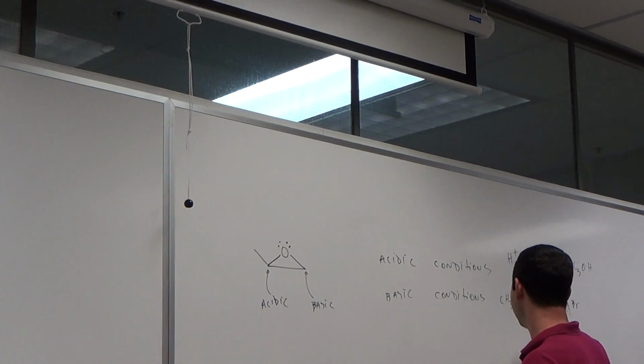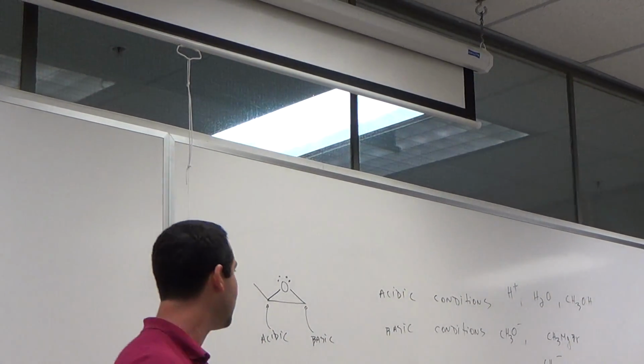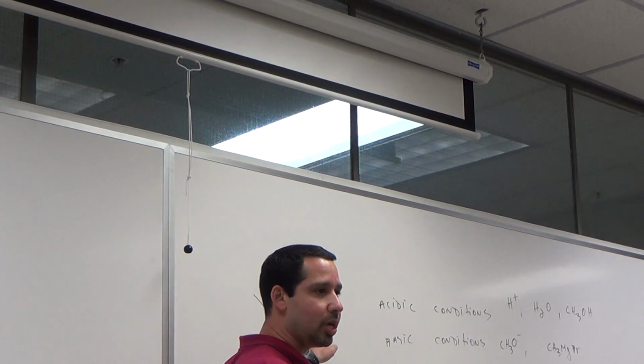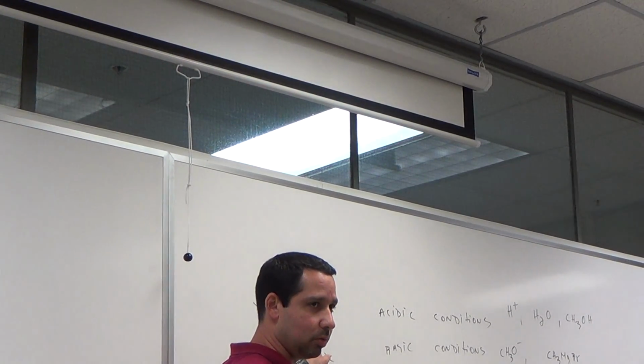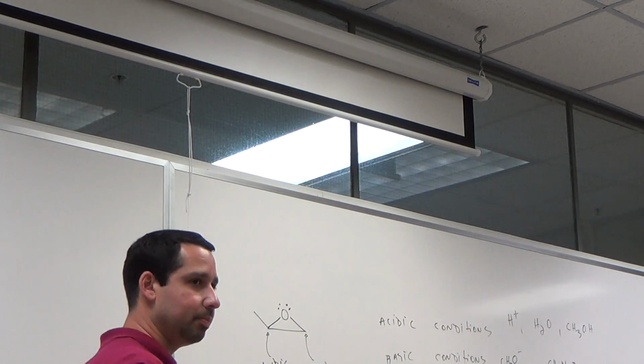So what is that going to do? It is going to attack on which of those two sides? It is going to attack on the less hindered side. Yes or no? Okay? Under acidic conditions, on this side. Okay?